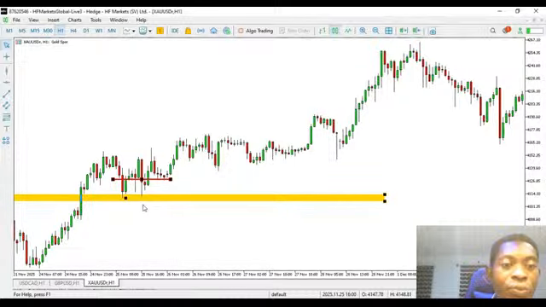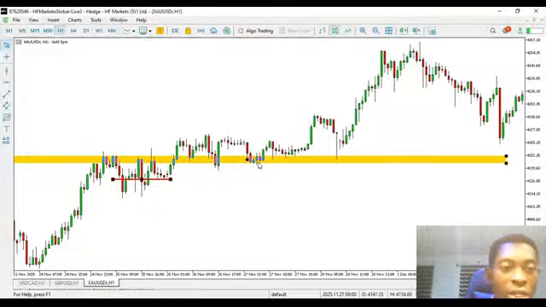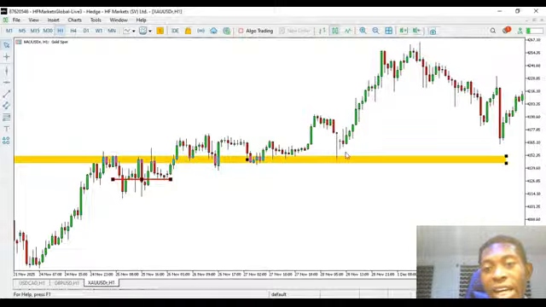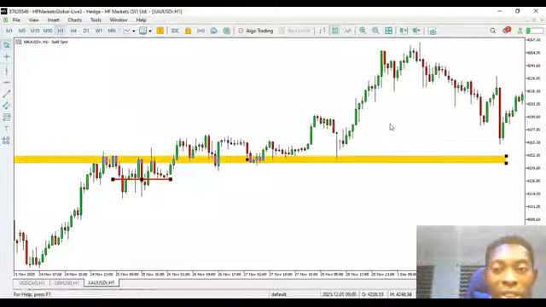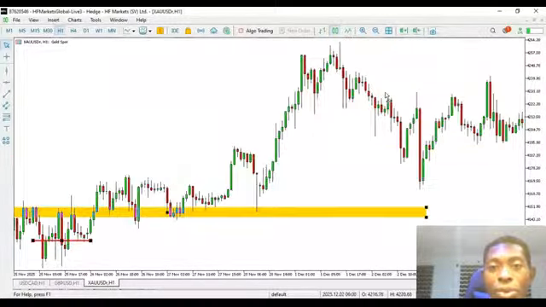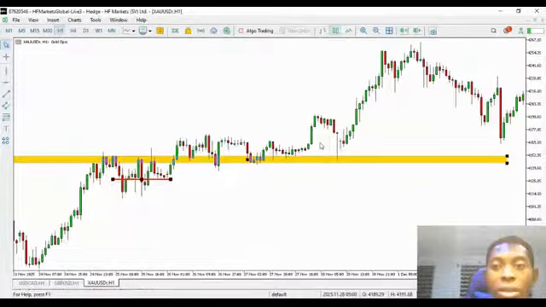Now, another example is here. At this zone, support and resistance, and all of a sudden you're seeing a very strong dragonfly doji, and I told you the dragonfly doji is a bullish reversal candlestick pattern. All of a sudden, the price has gone up big time.